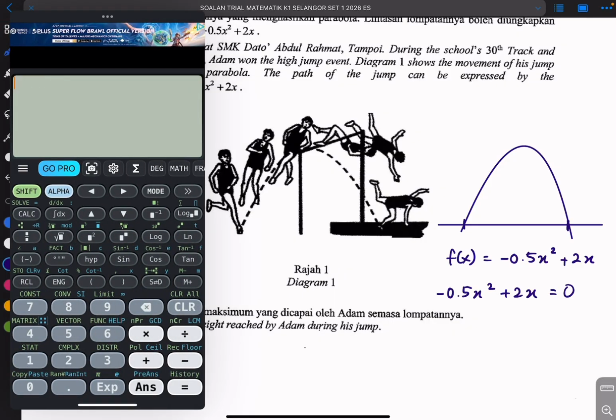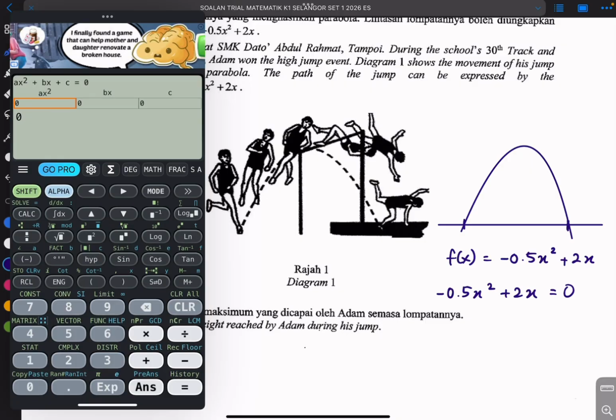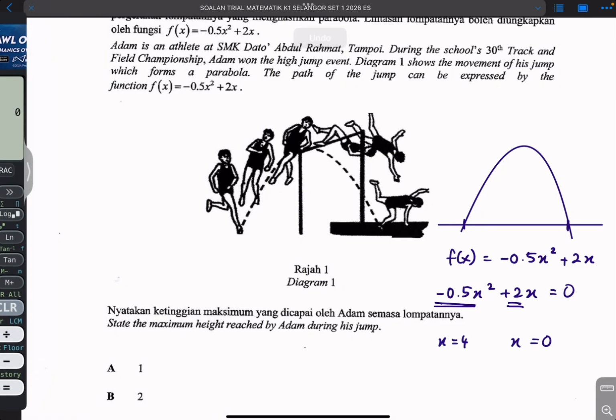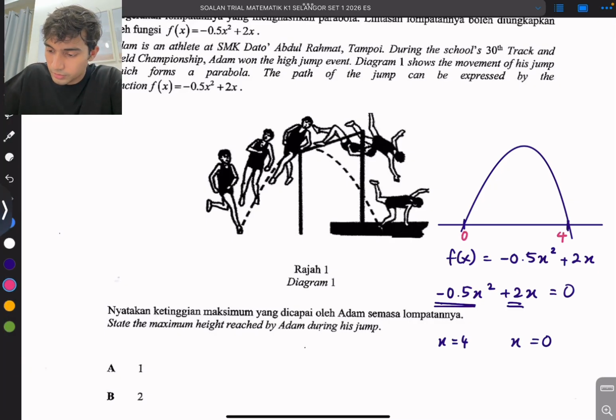So you just use your calculator. You go to polynomial. a is negative 0.5. This is a, this is b. There is no c, c is 0. Okay, you put 0. So x is 4 and x is also 0. So our two roots are 0 and 4. Okay. So if you want to find the midpoint, between 0 and 4, the middle will be 2. So here is 2.